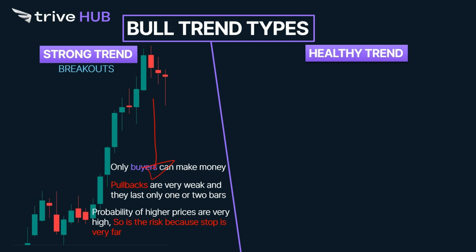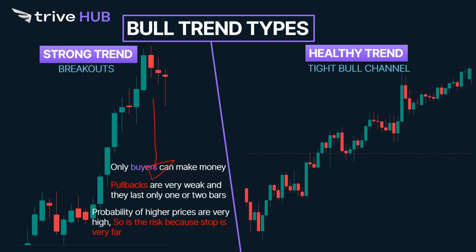The second type of bull trend is the healthy trend. Why healthy trend? Because it has reasonable pullbacks going on. It is a tight bull channel. You can see on this chart the market is moving up from this point, but it forms 4 to 5 bars of retracement, and then again continues its up move, then again 4-5 bars of small pullbacks, and then again moving up, then pullback, then moving up.